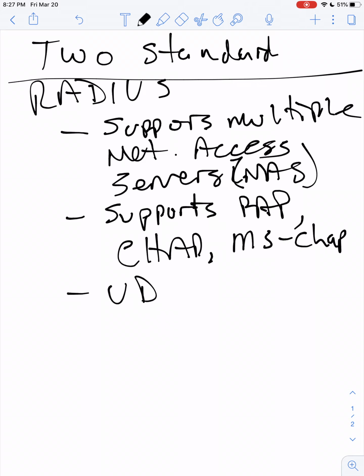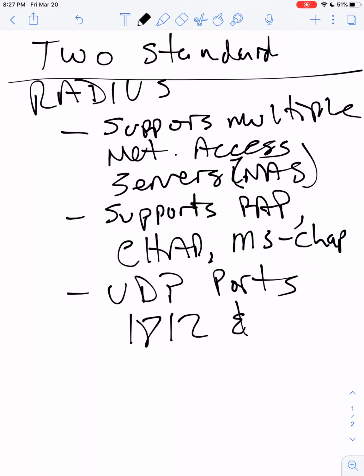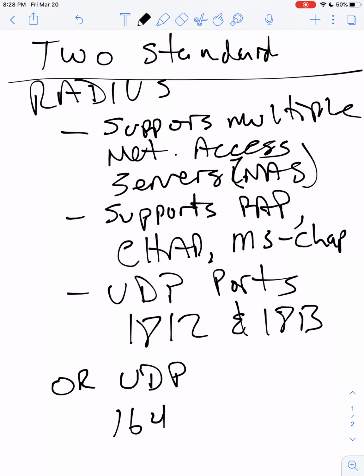It uses UDP ports 1812 and 1813, or UDP ports 1645 and 1646.